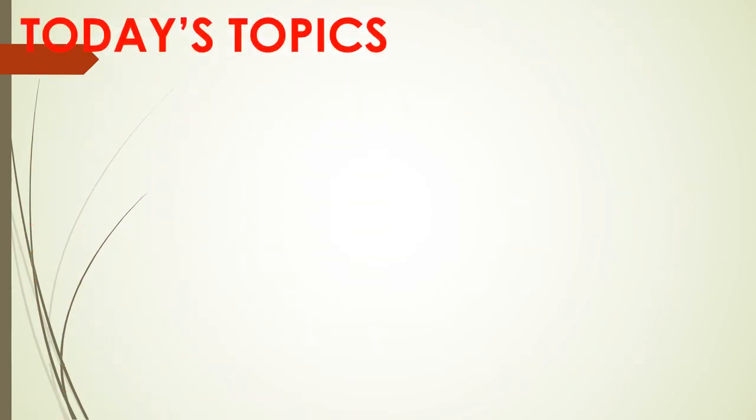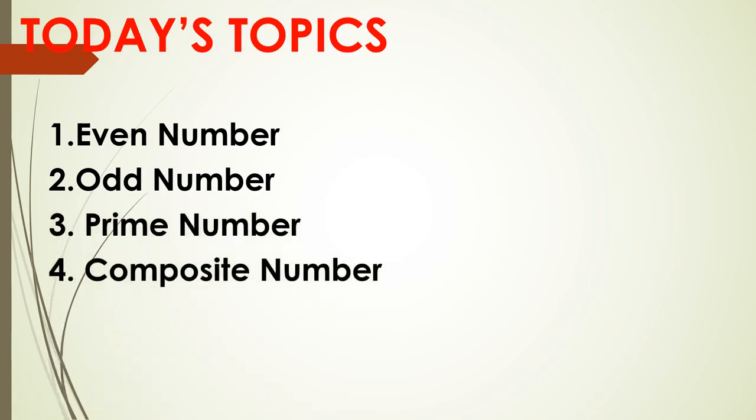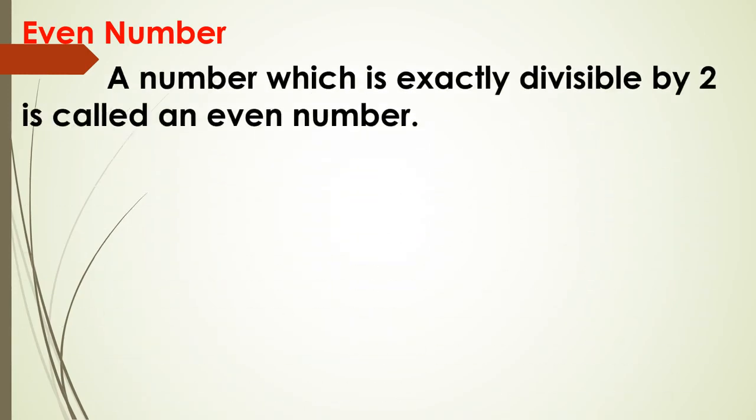Today's topics are even number, odd number, prime number, and composite number. Let's start with even numbers. First of all, the definition of even number. A number which is exactly divisible by 2 is called an even number.